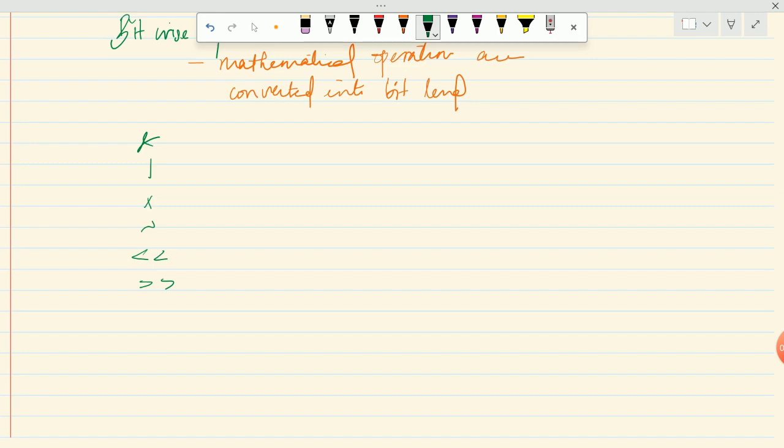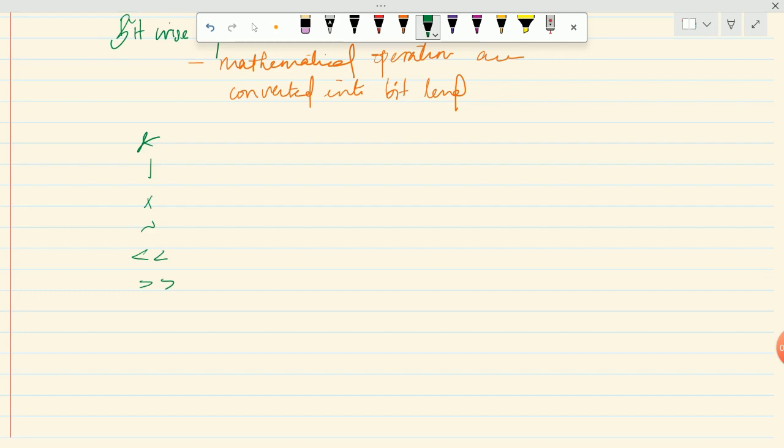For bitwise AND, the output of a bitwise AND will be 1 if the corresponding bits of the two operands are 1. If both the operands are 1, then the output will be 1. If either of the bits is 0, then the result will be 0. So that is the bitwise operator.